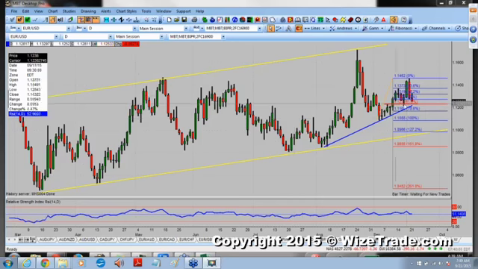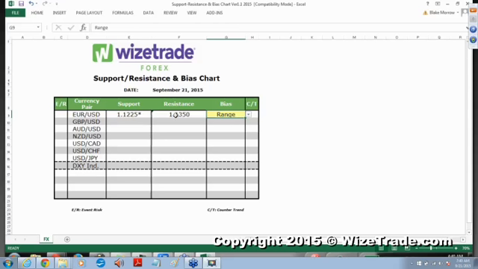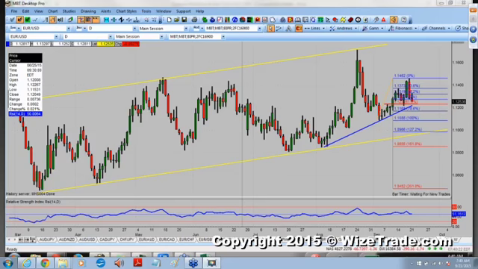So there's your euro dollar: we've got support at 112 and a quarter, resistance at 113.50. Any rally back to 113.50 seems like a great opportunity to be on the short side. Let's go take a look at the cable.